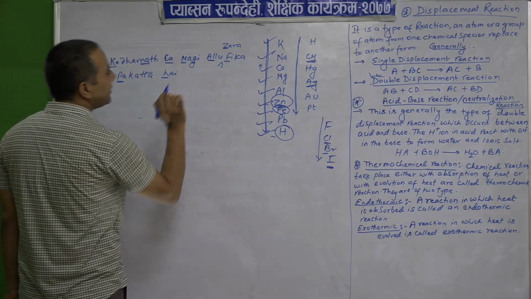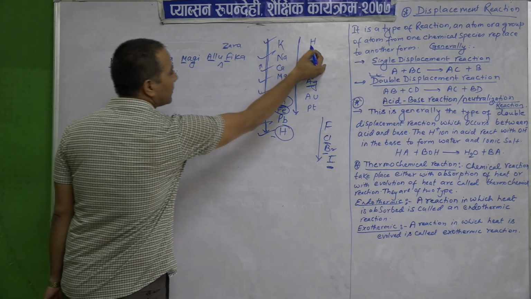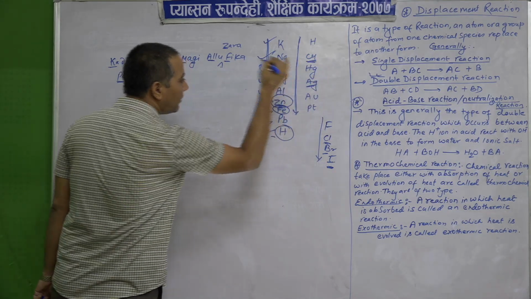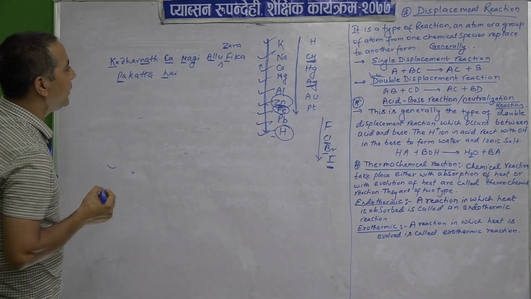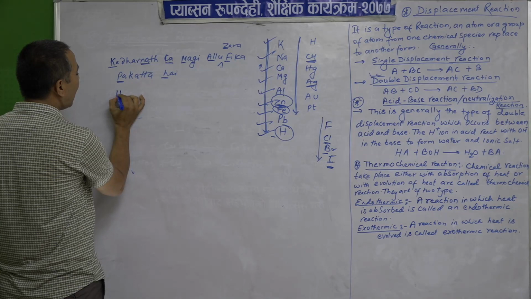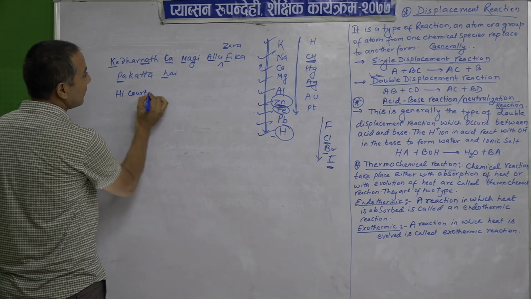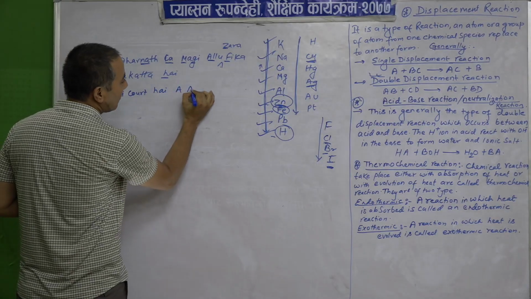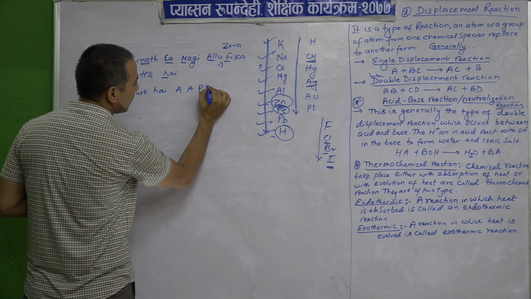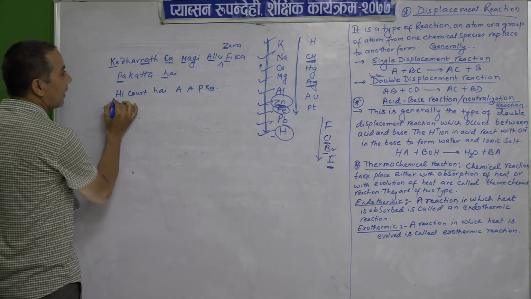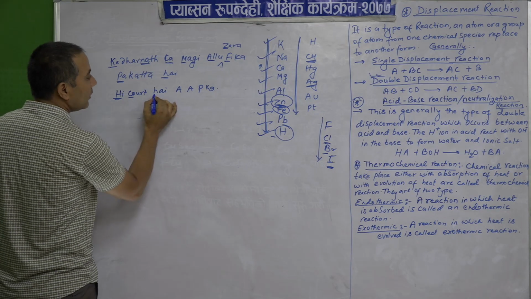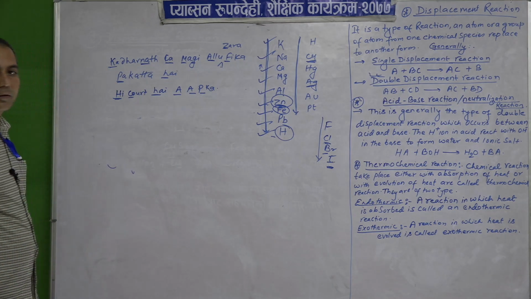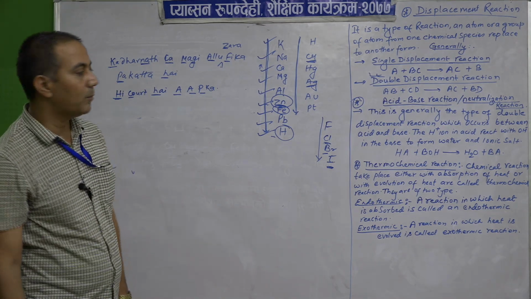Likewise, another one: hydrogen, copper, mercury, silver, gold and platinum. How does it go? High court hai aapka, that is hydrogen, Cu, Hg, Ag, Au, Pt. That is how we can memorize this one.